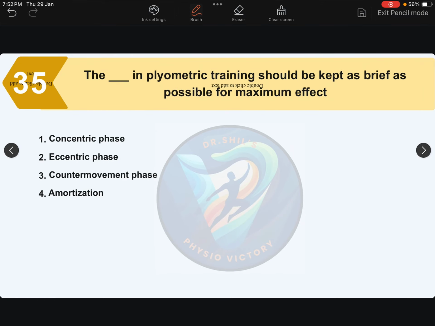Next, come to question number 35. The dash in plyometric training should be kept as brief as possible for maximum effect. Option 1 concentric phase, option 2 eccentric phase, option 3 counter movement phase, option 4 amortization phase. Here the correct answer is option 4 amortization phase.